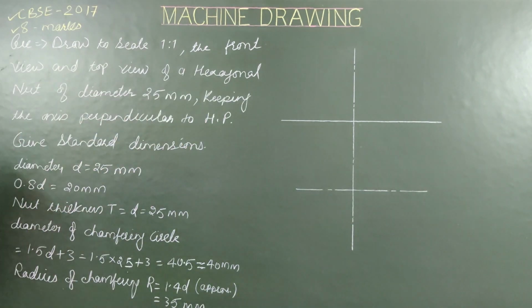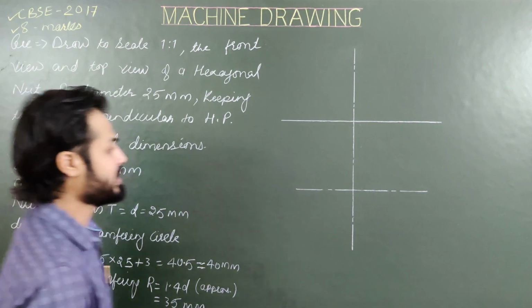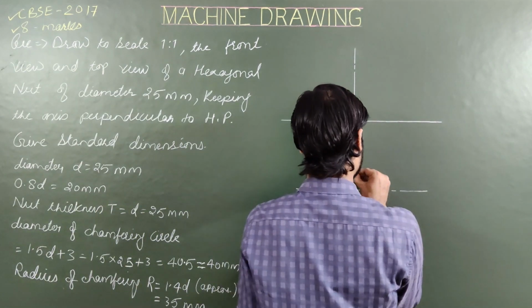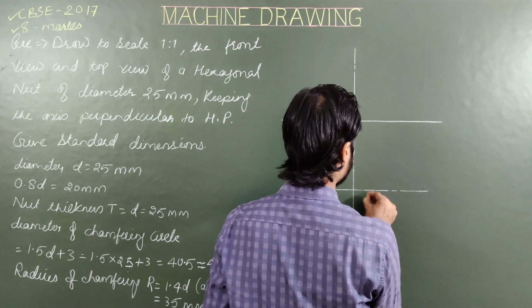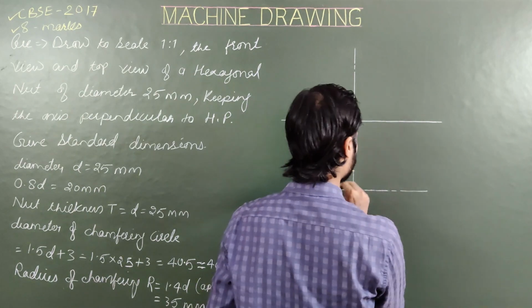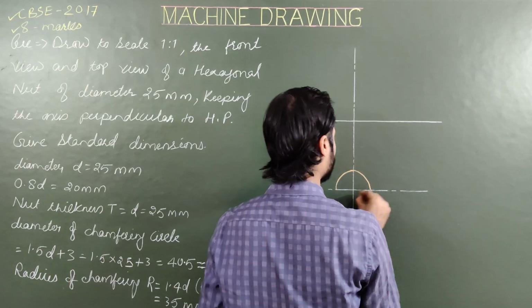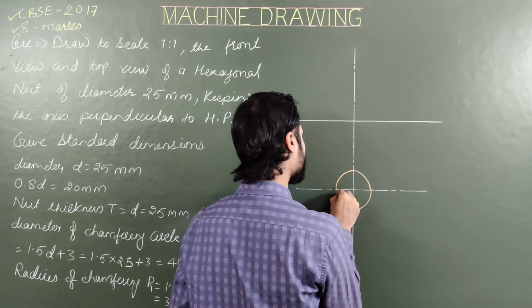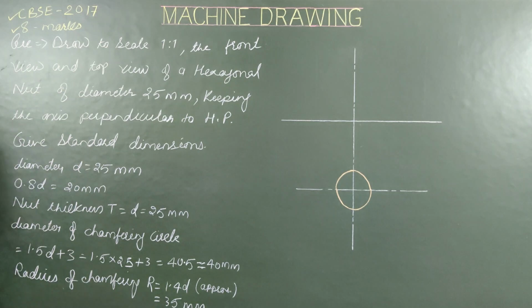The next step, draw three concentric circles of diameter 0.8D, D and 1.5D from that center. So first circle with diameter 20 mm. For the first circle, diameter is 20, it means radius is 10 mm. So draw the first circle with radius of 10 mm. It's a dark and complete circle of diameter 20 or radius 10 mm.